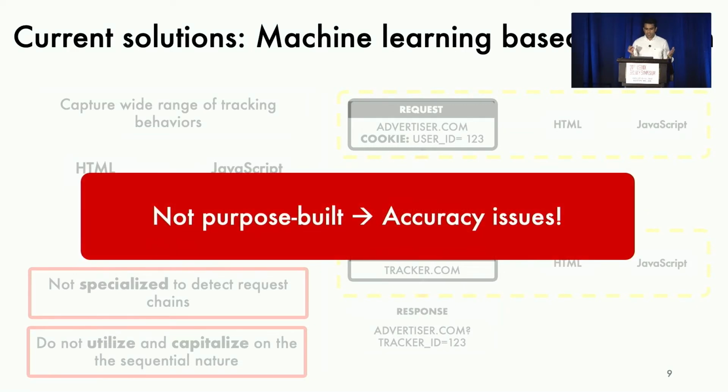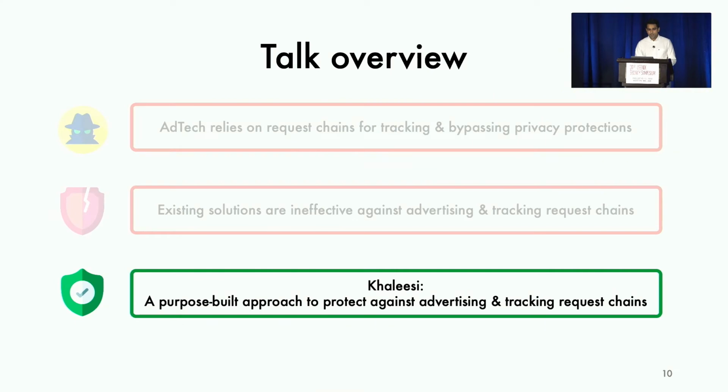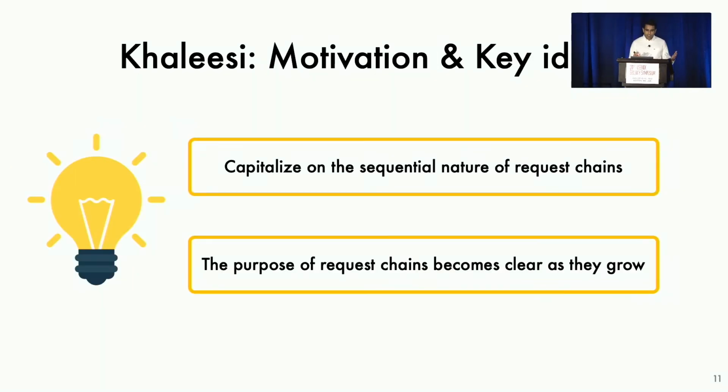So overall, we can conclude that prior approaches are not purpose-built to detect advertising and tracking request chains, which causes them to have accuracy issues. To bridge that gap, we propose Khaleesi, which is a specially designed approach to detect advertising and tracking request chains. Our key idea is to capitalize on the sequential nature of the request chains because the purpose of request chains becomes apparent as they grow larger and larger.